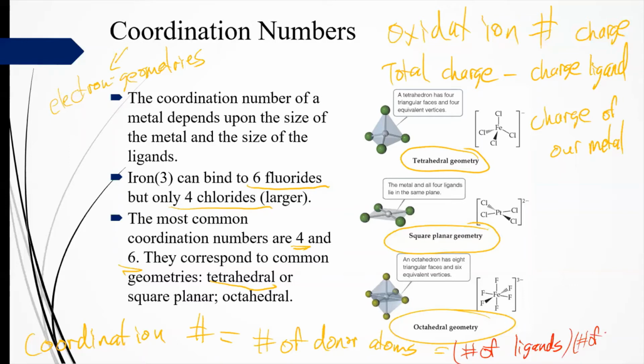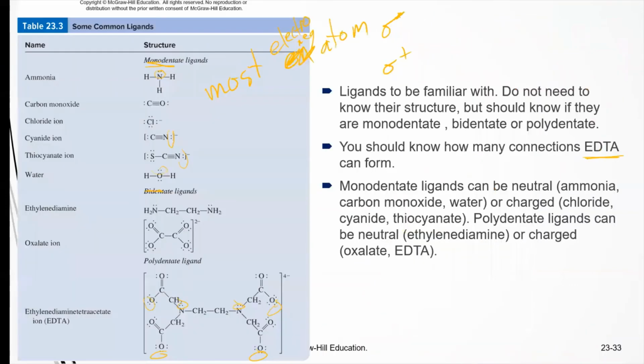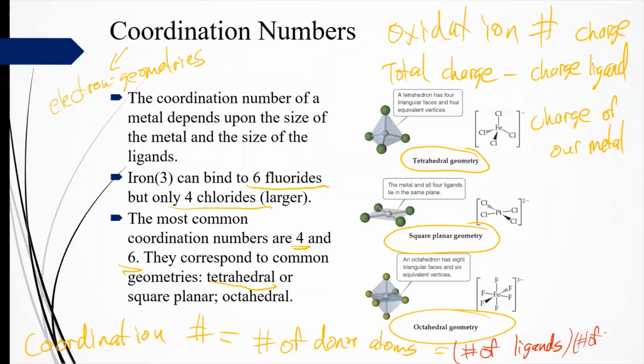So if we have something like ammonia, this one has one option for it. So we take our number of ammonias times 1, right? If you have ethylenediamine, it's got 2 sites, so you take each of these and multiply it by 2. Our EDTA has 6, so you take each of those and multiply it by 6. And you add those together, and that will give you your coordination number.